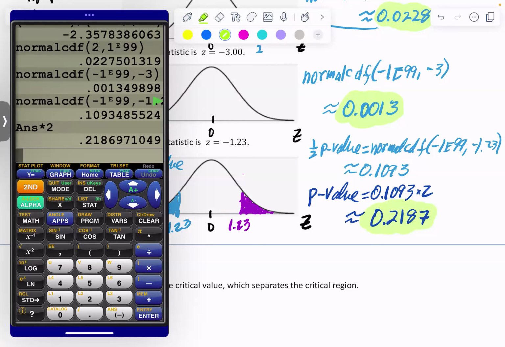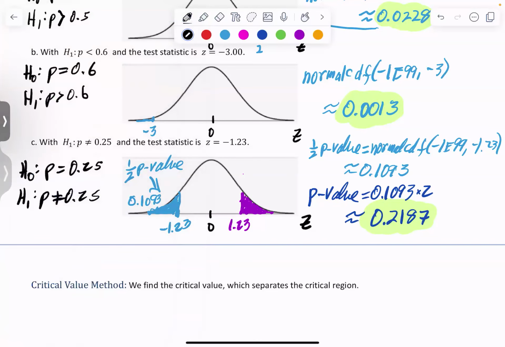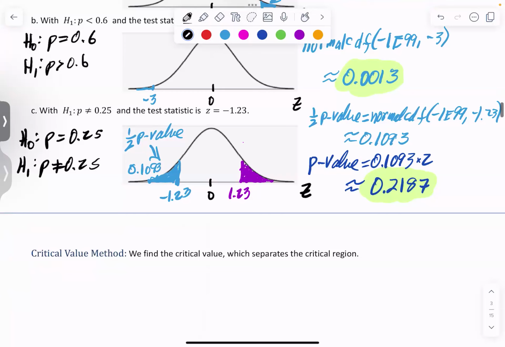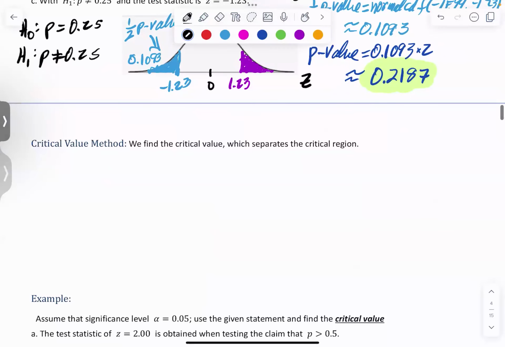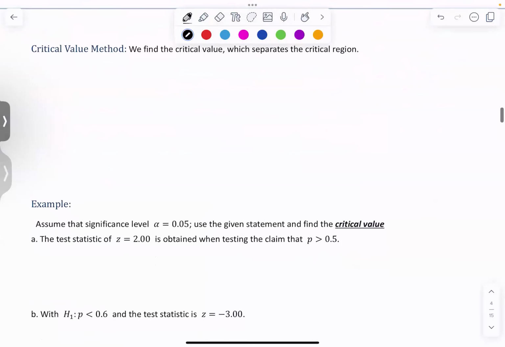Now, once again, we will have to use this logic eventually. But for right now, when we're doing our tests, the calculator will automatically double it for us and all that kind of stuff. But we are going to hit a point where we are going to have to manually do it like this. All right. Let's keep going. I'm having so much trouble with this. All right. Next up, we have the critical value method.